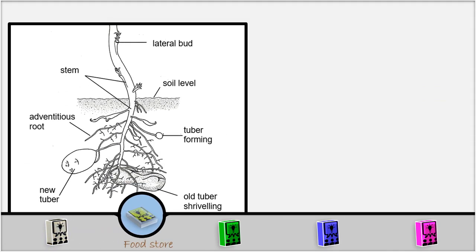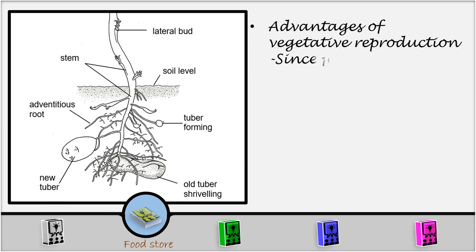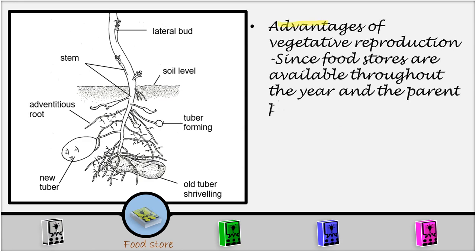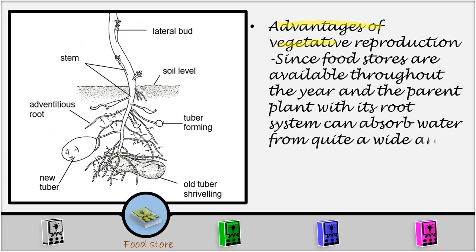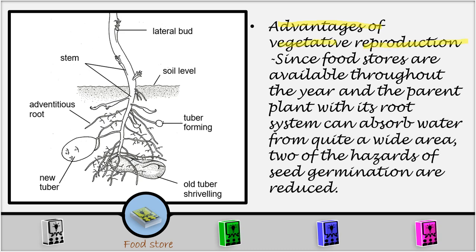Advantages of vegetative reproduction. What are the advantages of vegetative reproduction? We know that since food stores are available throughout the year, the parent plant with its root system can absorb water from quite a wide area, and the two hazards of seed germination are reduced.